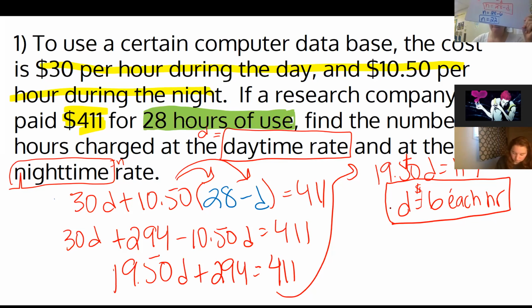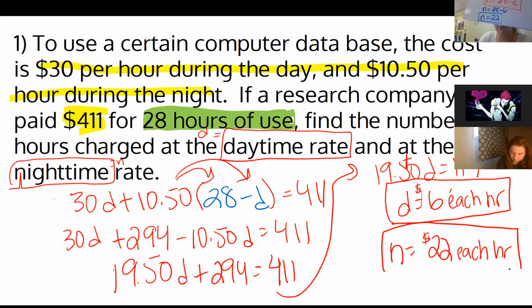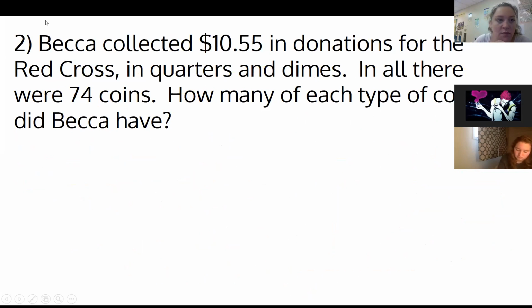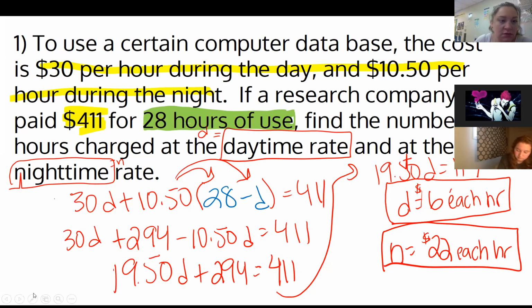See that? So nighttime is $22 each hour. So if I would have plugged in my D of 6 into any of these original equations, I still would have gotten N equals 22. So again, it doesn't matter which one you plug it back into. All right. Questions on that one? Okay. I need to go back. Was that too quick? We're okay.